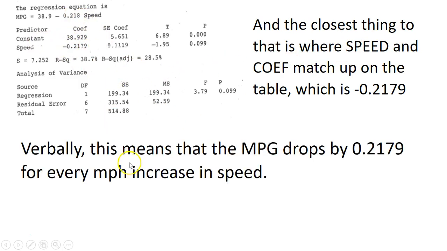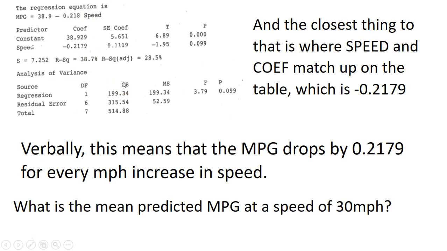That's with the table. Verbally, this means that miles per gallon drops by 0.2179 for every mile per hour increase in speed. So as the speed increases, it literally drops 0.2179 miles per gallon.